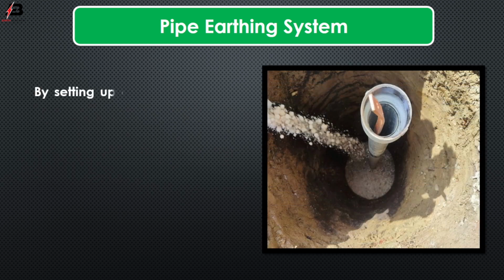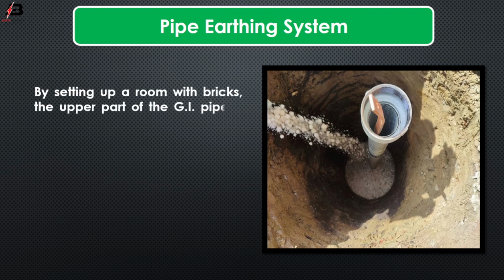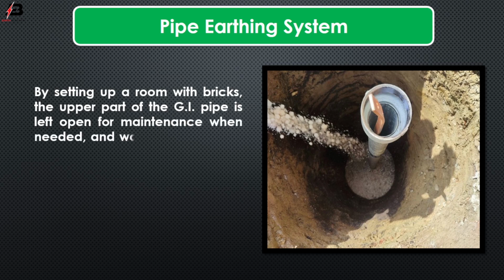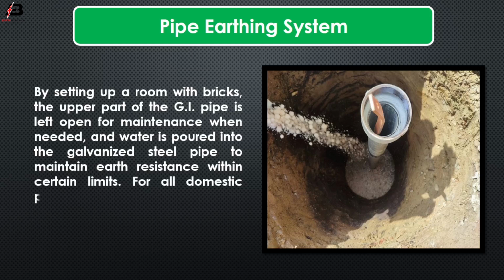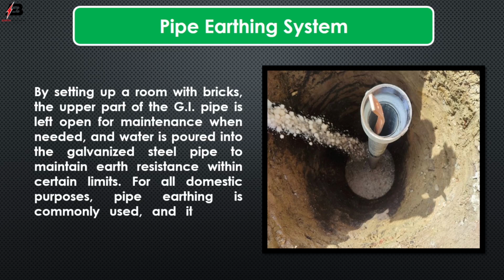By setting up a room with bricks, the upper part of the GI pipe is left open for maintenance when needed, and water is poured into the galvanized steel pipe to maintain earth resistance within certain limits. For all domestic purposes, pipe earthing is commonly used and it is less expensive.